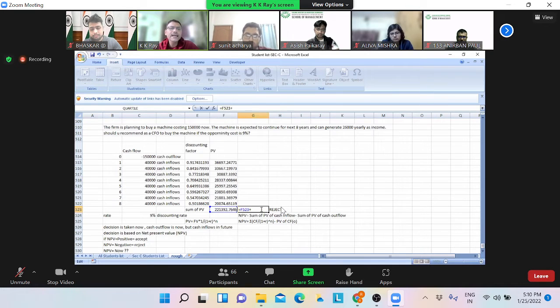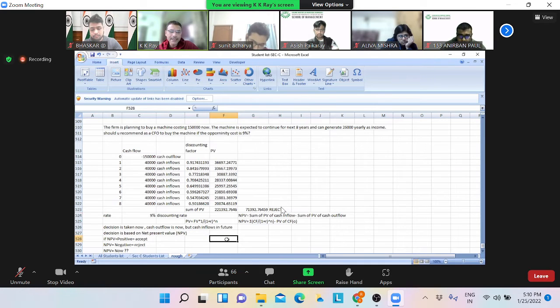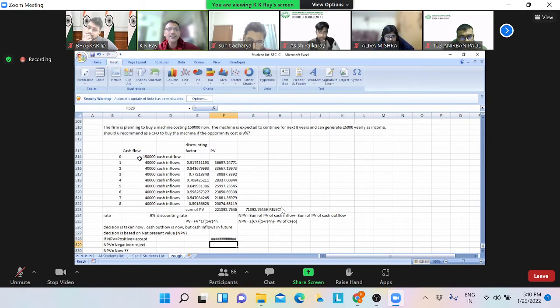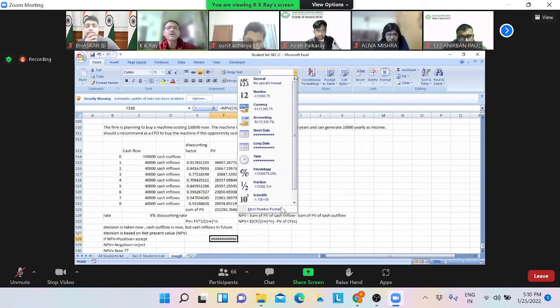I'll show you how in Excel we can calculate, by using an Excel formula, how directly we can calculate the NPV. NPV can be calculated directly. There is a formula, but we need to revise that. NPV, rate is 9%. Take these values, the positive cash inflows, all values. Add it with the cash outflow. This figure.